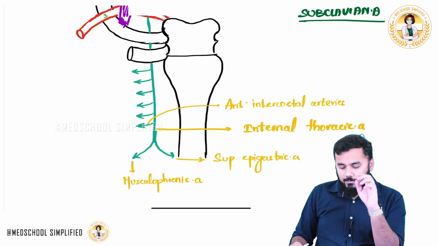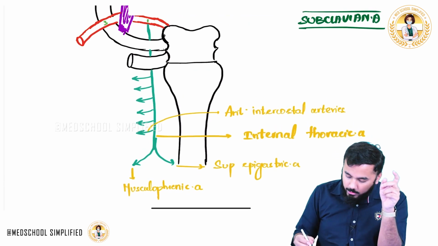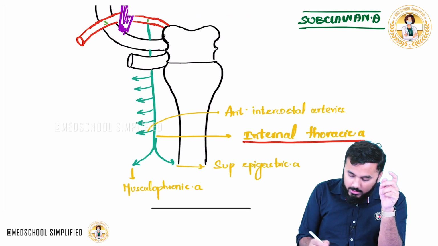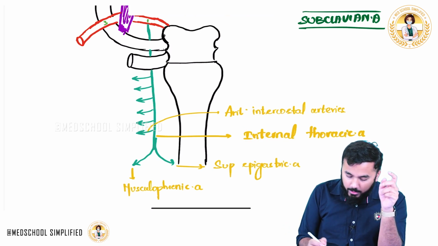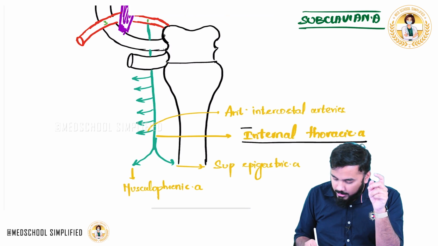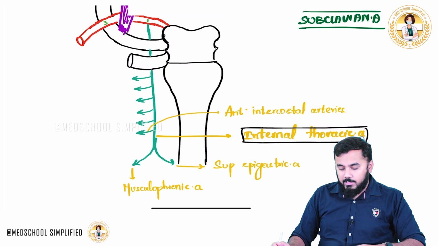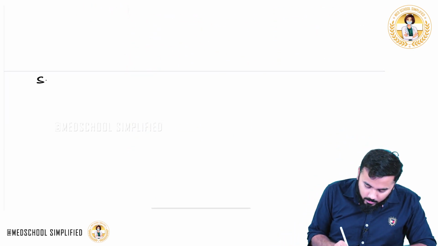Okay, so what is the first branch? What you have to do is just remember the important branch here. So the first branch here is the internal thoracic artery. This is coming from the first part of the subclavian artery. So let us write down subclavian artery.